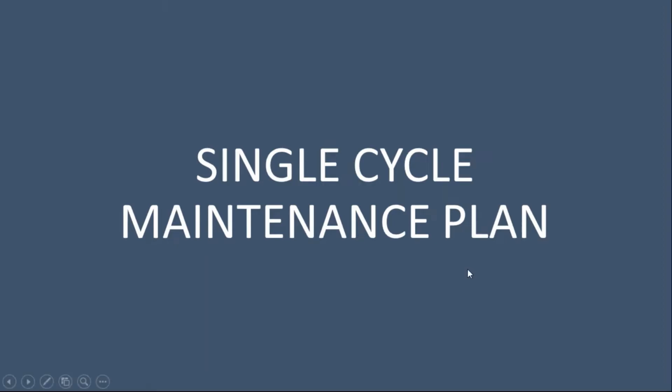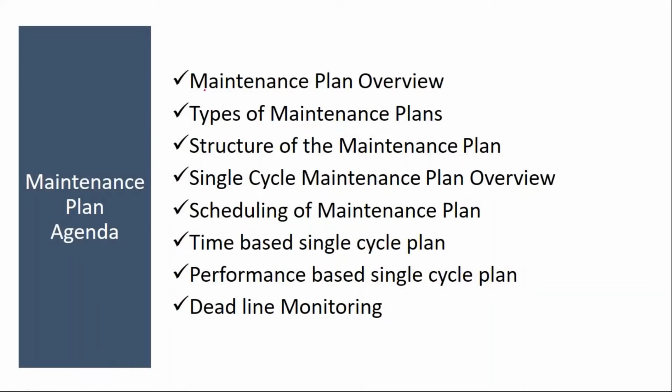So the topics that we are going to cover there, we will see what is maintenance plan overview, types of maintenance plans, what are the different types of maintenance plans available, structure of the maintenance plan, how the structure of the maintenance plan looks like. Then we will understand what is single cycle plan, then scheduling the maintenance plan. We will see this. Then we will create time-based single cycle plan, and then performance-based single cycle plan and deadline monitoring. We'll understand deadline monitoring. So these are the topics we'll be covering in the maintenance plan.